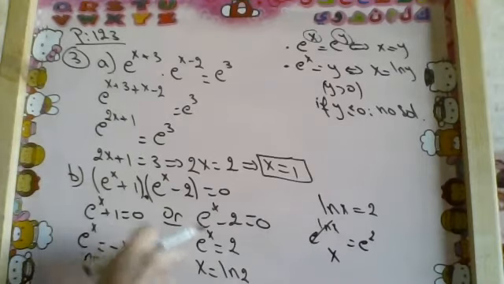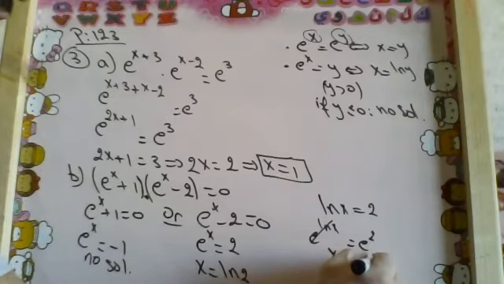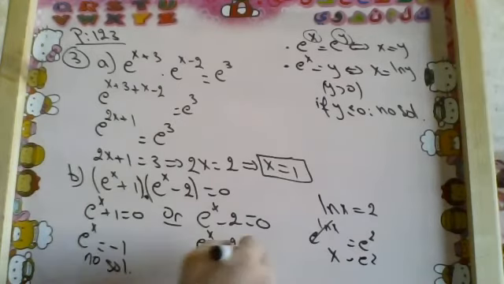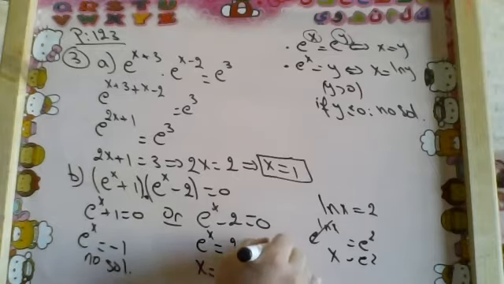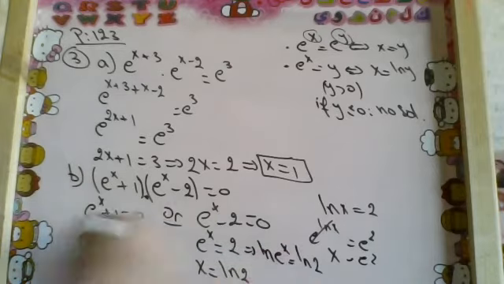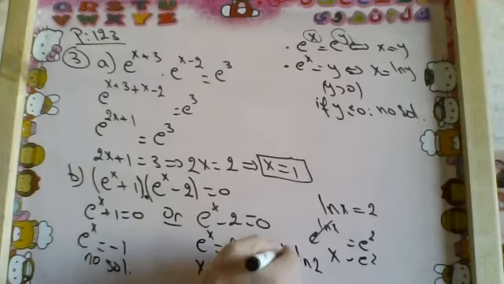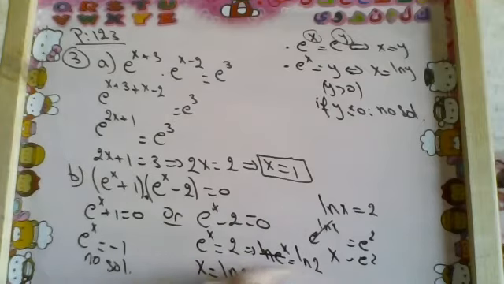Okay? Here it's the same idea: put ln on both sides, then ln e power x is equal to ln 2. This cancels out, then x equals ln 2. This step you don't need to write, of course. You can directly write x equals ln 2.